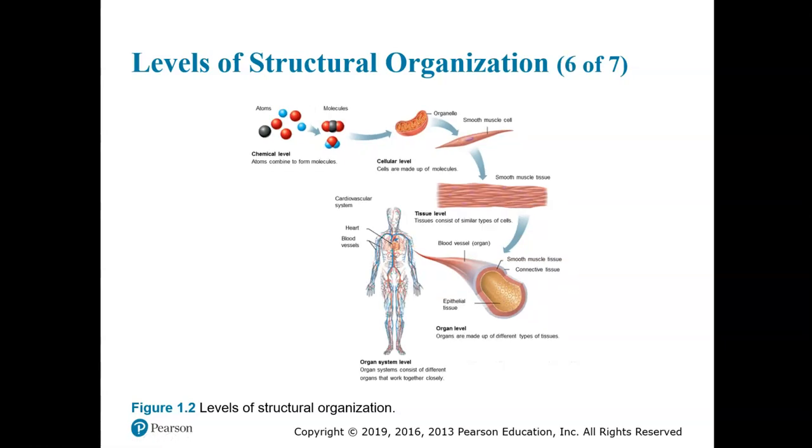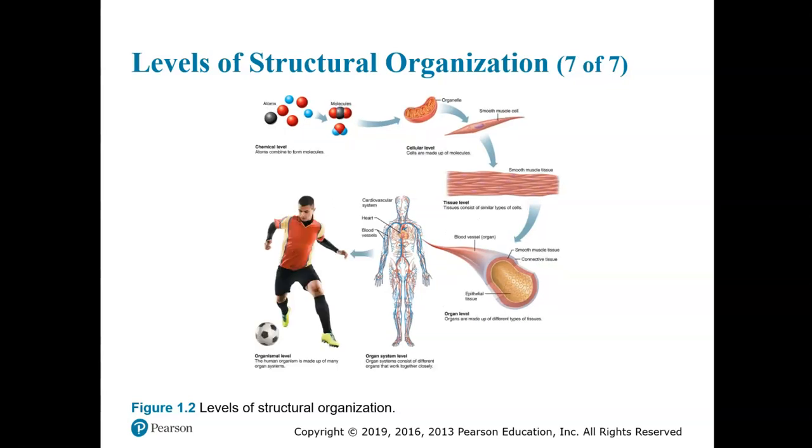So that would be the organ level. The blood vessel is the organ. The organ system is all the blood vessels and the heart, and that's called the cardiovascular system. And then all 11 body systems, including the cardiovascular system, make up this young man who's playing soccer, and he would be the organism.